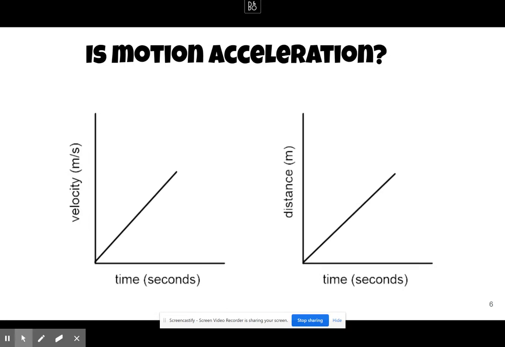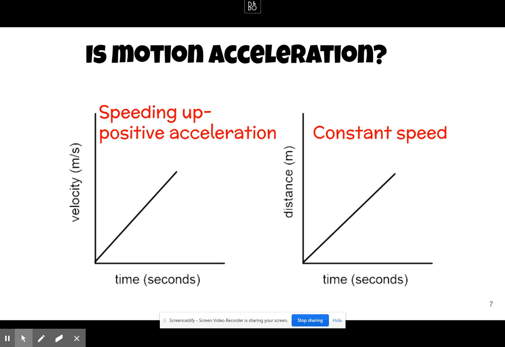So now let's think about, is motion acceleration? I want you to write down what is happening in this graph and what is happening in this graph. And so again, notice that the one on the left is a velocity versus time graph, and the other graph is a distance versus time graph. So write down what's happening at each graph, and then we'll go over it.